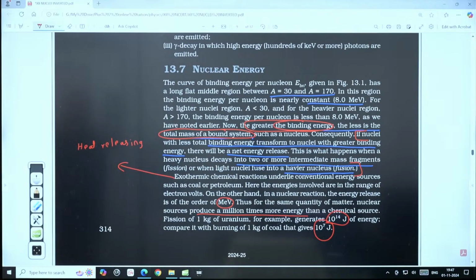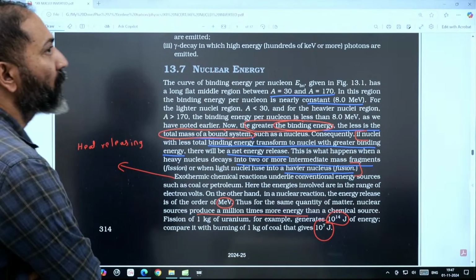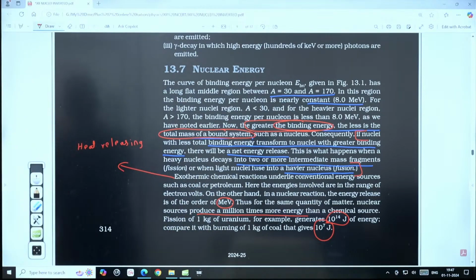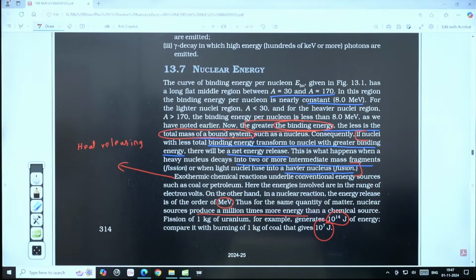I hope you are noting it down. We are discussing the nuclei chapter and how strong nuclear energy is, how enormous the energy is that we get from nuclear reactions.